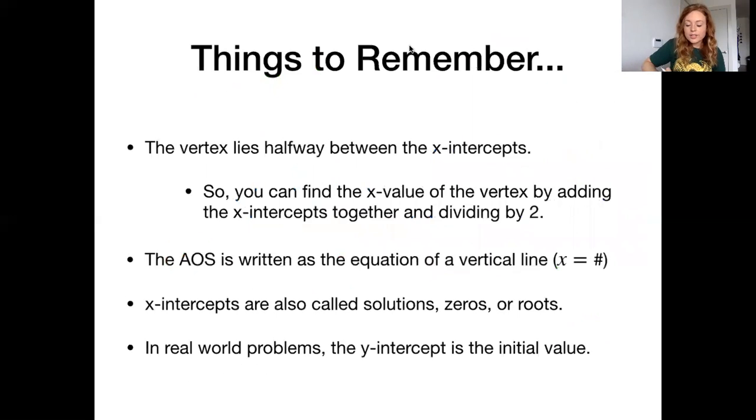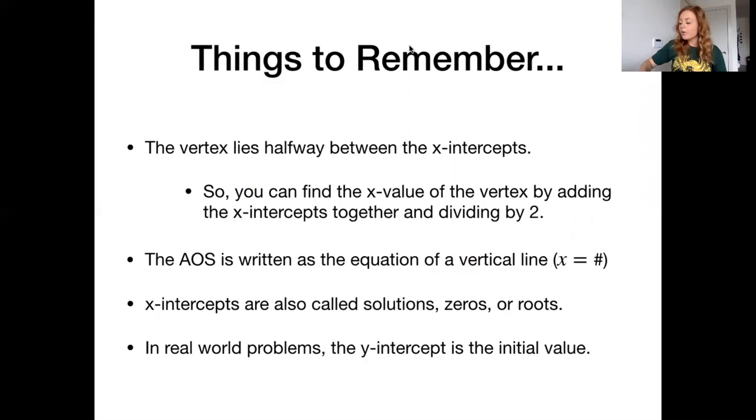So here are your reminders, things to remember. The vertex lies halfway between the x-intercepts, so you can find the x value of the vertex by adding the x-intercepts together and dividing by 2. Then your axis of symmetry is written as the equation of a vertical line, so x equals a number. Remember, it's not diagonal, it's vertical, so only an x, no y's. Then x-intercepts are called solutions, zeros, and roots. And in real-world problems, our y-intercepts are our initial values. So when you see a y-intercept, that's like your starting place.